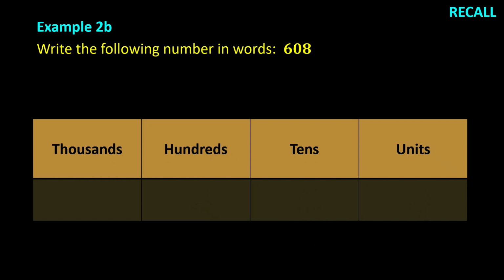Let's take a look at another example which is less than 1000. There is a number written on the slide. The example asks you to write it in words. Let's begin writing our number from the right-hand side. In the units column, we will put 8. In the tens column, we will put 0. And in the hundreds column, we will put 6. As there are no more digits to consider, we will not be putting anything in the thousands column. So we have 608.